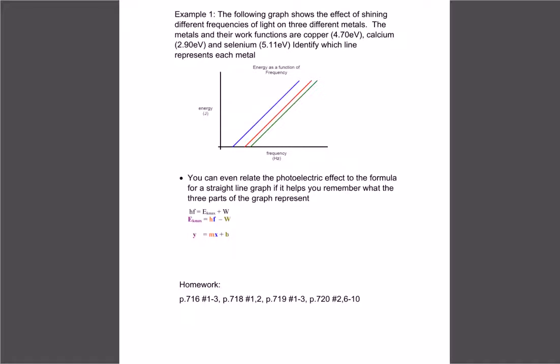So to answer this question now, you can see it's asking which line is which. If you look at the 3 numbers, selenium has the largest work function, so that means it's going to have the highest threshold frequency, so the green one has to be selenium. And you can see the next highest is copper, so that's the red one. And our last one with the least work function would have the least threshold frequency, so that would be our calcium. And that's all for this topic.